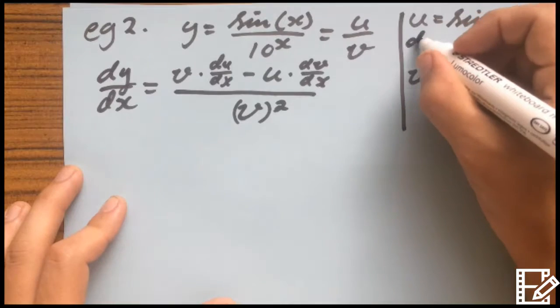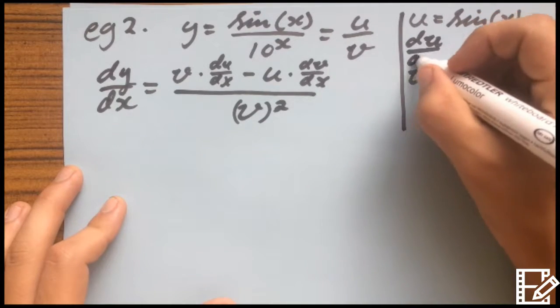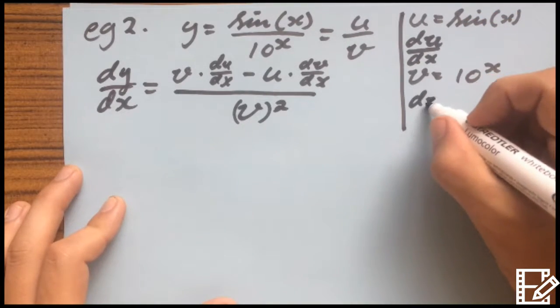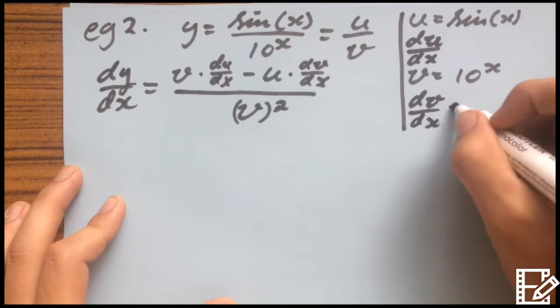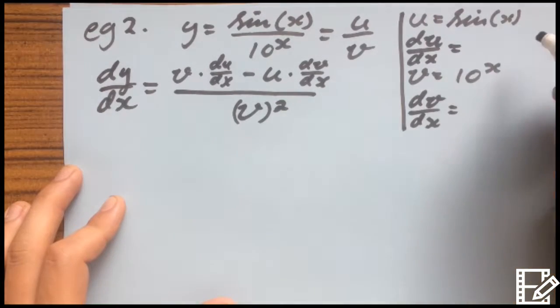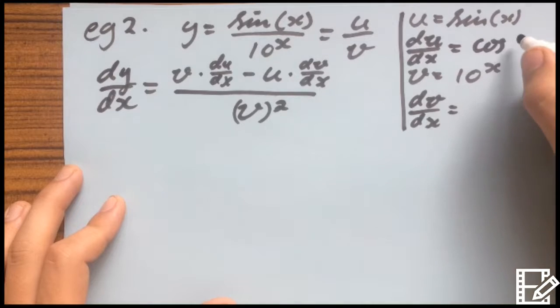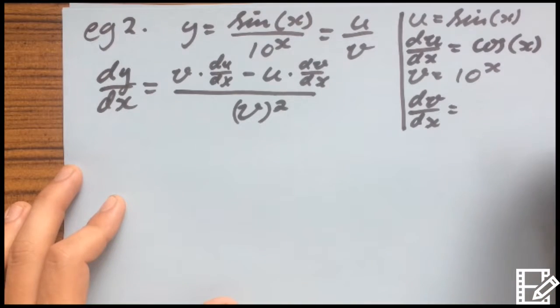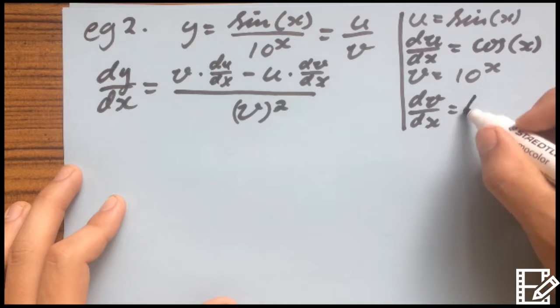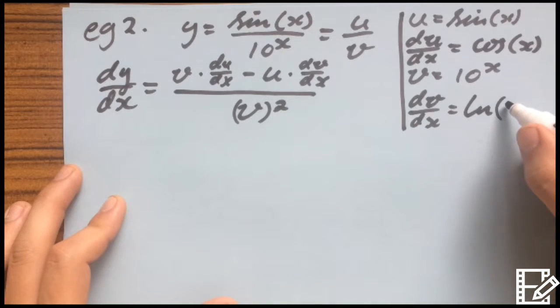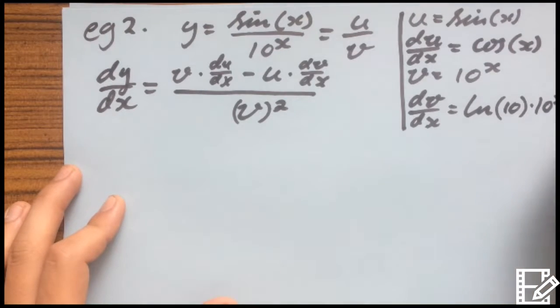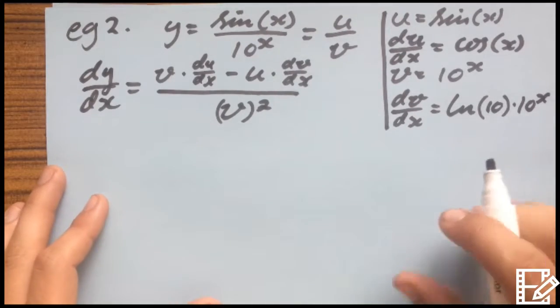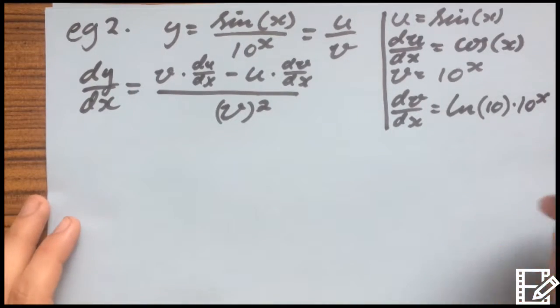So we need to find the derivative of u, and we need to find the derivative of v. The derivative of sine is just cosine, and the derivative of 10 to the power of x, just like before, number to the power of x, when you derive it, equals the ln of that number multiplied by that number to the power of x. In this case it's 10, so it's ln 10 times 10 to the power of x.